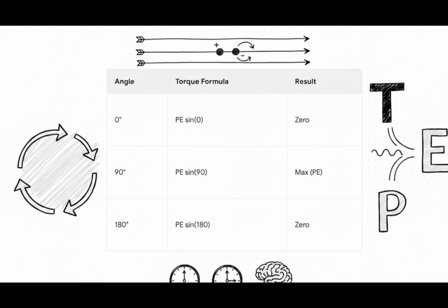Sine of 0 gives 0 torque. Sine of 90 gives you maximum torque, just PE, and sine of 180 is back to 0. Building this habit will solve tricky questions in seconds.